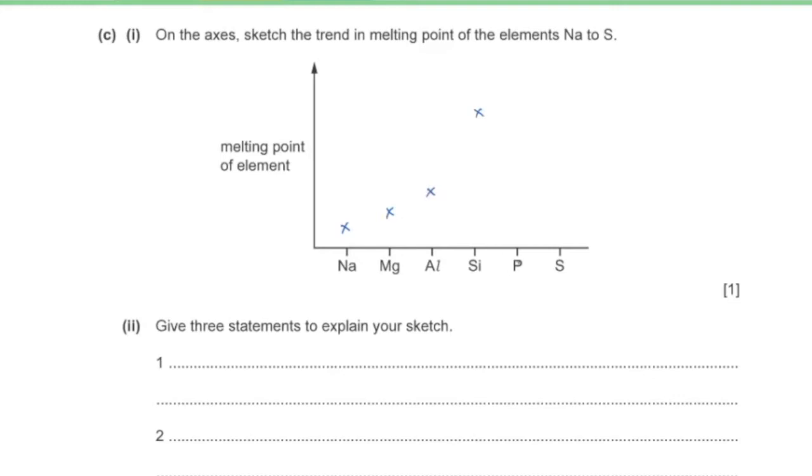Now phosphorus forms P4 molecule and sulfur forms S8 molecule. So melting point of sulfur is going to be higher than that of phosphorus. So phosphorus has this melting point and sulfur will be having this melting point. So now we are going to join all these.